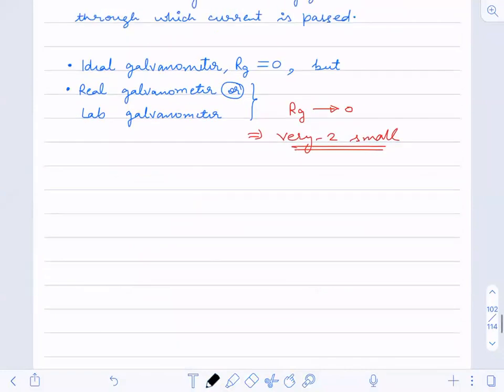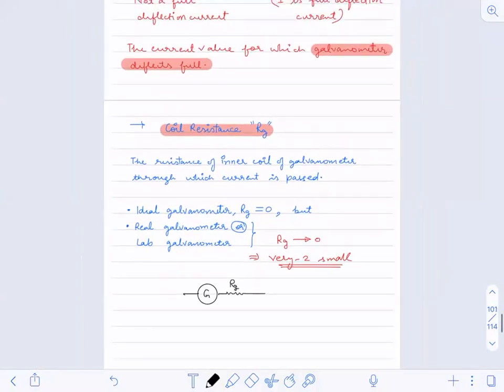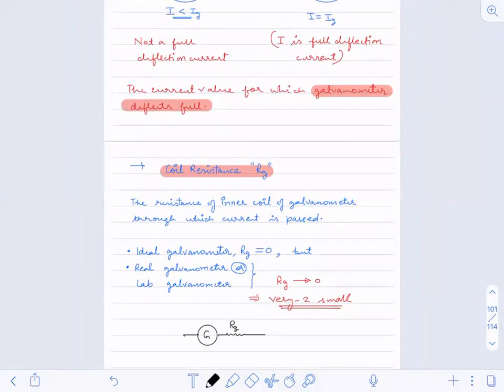So for a real galvanometer, it should be connected in series with the resistor. And it will have some small amount of resistance, Rg. So the galvanometer will have a small resistance, and this complete thing will be connected in series with the resistor where you are in the circuit. Now if anybody has any doubt with the galvanometer, just ask now.